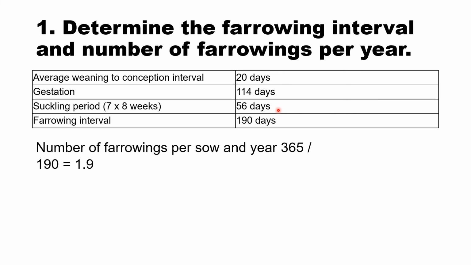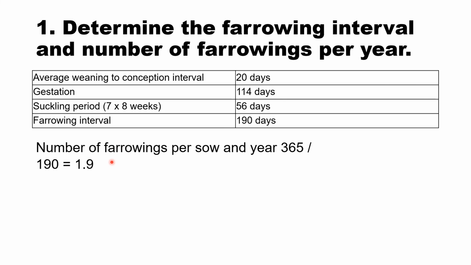So, with that, the number of farrowings per sow per year natin is 365 days divided by 190. So, saan natin nakuha itong 190? Dito. 20 plus 114 plus 56, that is there's a farrowing interval of 190 days. So, 365 days per year divided by 190 days na farrowing interval, magkakaroon ka ngayon ng 1.9 na farrowing.